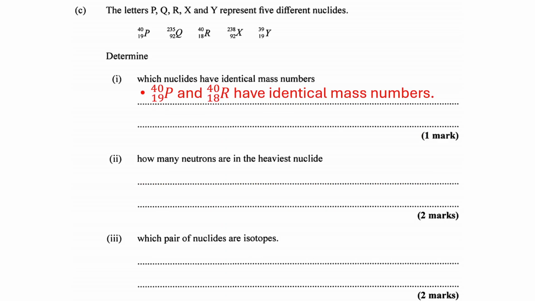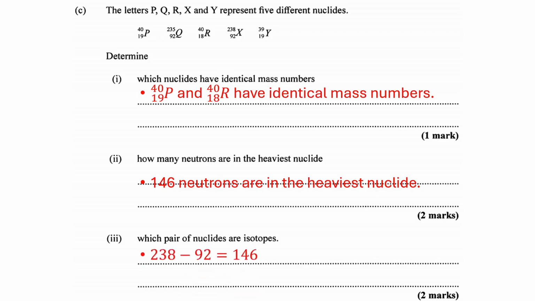Part 2, how many neutrons are in the heaviest nuclide? The heaviest nuclide is the one with the biggest mass number, 238. It has 146 neutrons. How do I determine that it's 146? Well, showing my working is 238 minus 92. The mass number minus the atomic number will give me how many neutrons there are, which is 146.